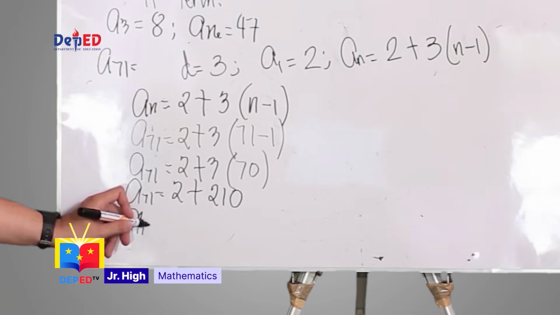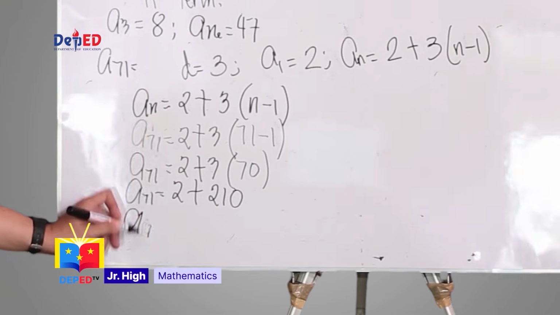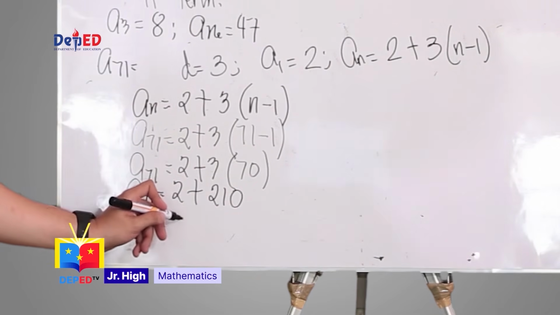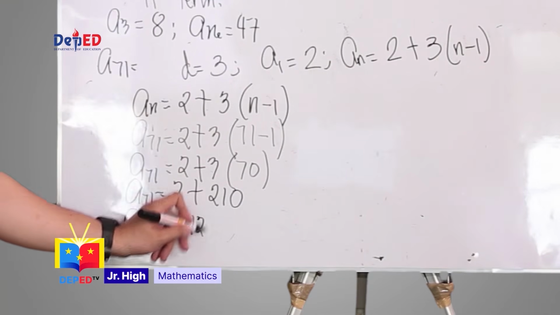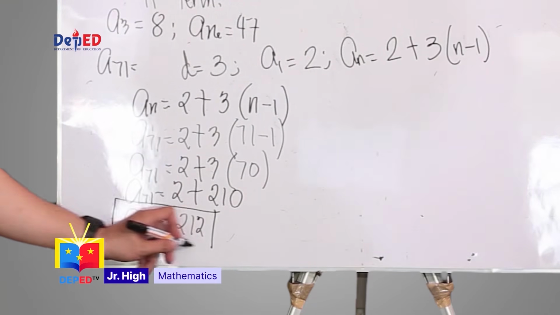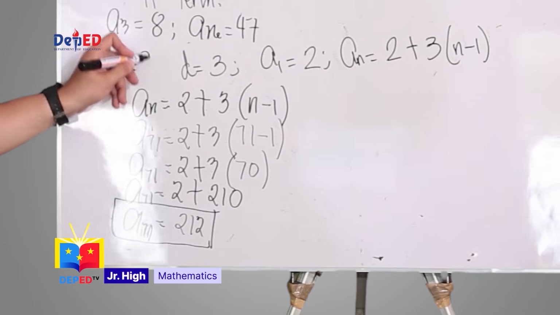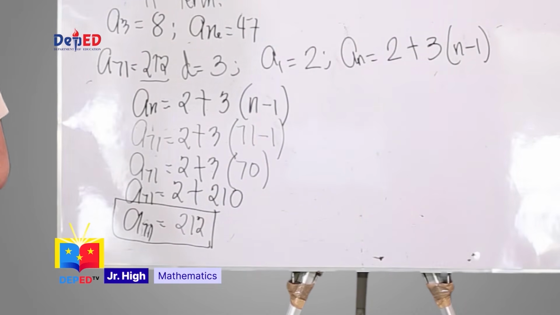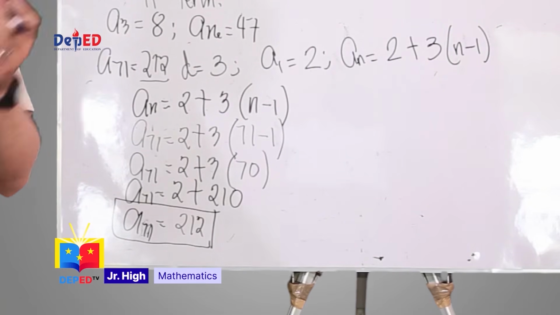Next, we have a sub 71 is equal to 2 plus the product of 3 and 70, that's 210. Add the two values. That's 2 plus 210, that's 212. Therefore, our 71st term is 212. Let's keep on practicing. There's more.